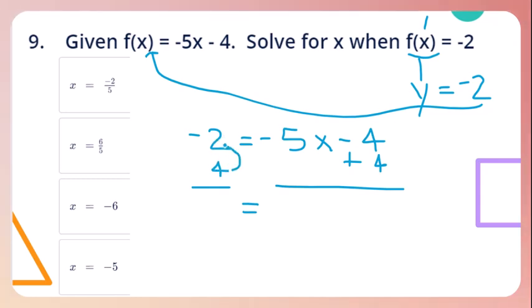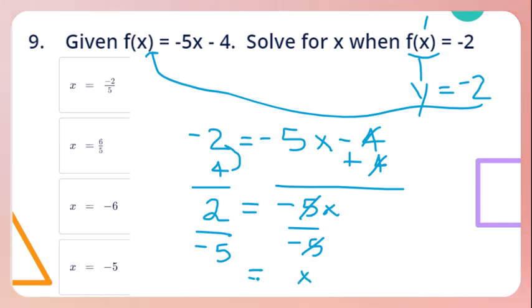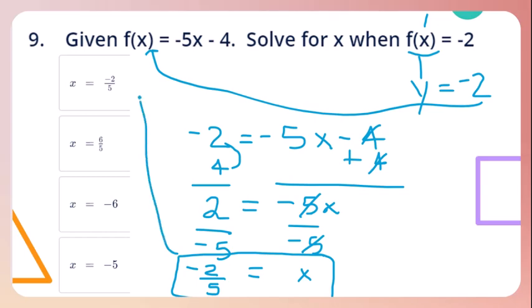Negative 2 plus 4 is positive 2, equal, bring down the negative 5x, and then 4 take away 4 is 0. The last step is to divide by negative 5. So we're going to divide both sides by negative 5. Negative 5 divided by negative 5 is x. X is equal to negative 2/5. Now let's see if we can find that answer, or if we have to interpret that. Maybe it's written as a decimal, but I think I see the answer right here.